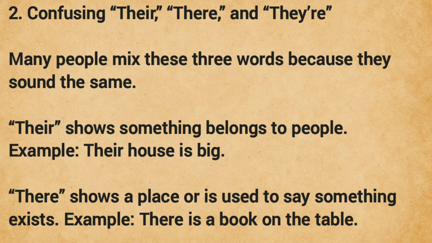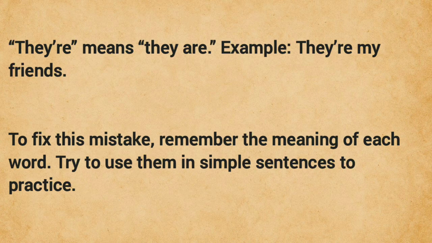2. Confusing their, there, and they're. Many people mix these three words because they sound the same. Their shows something belongs to people. Example, "Their house is big." There shows a place or is used to say something exists. Example, "There is a book on the table." They're means "they are." Example, "They're my friends."